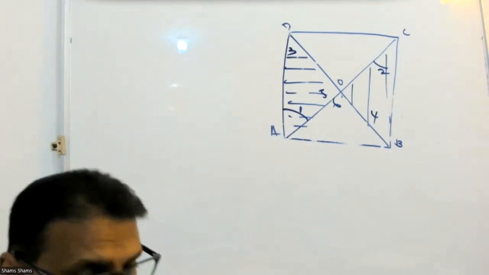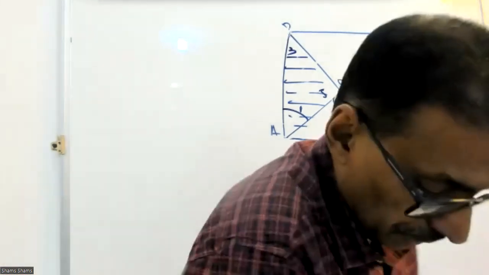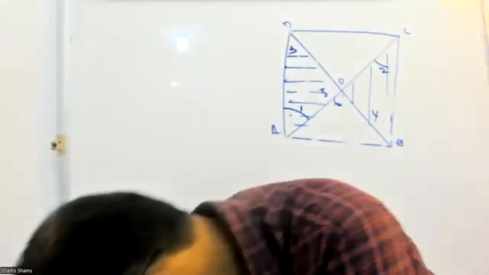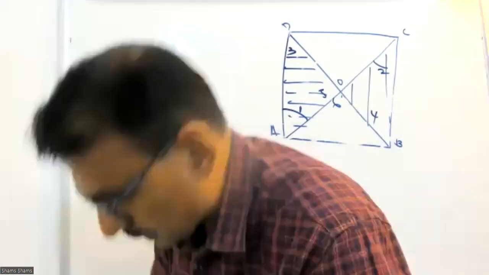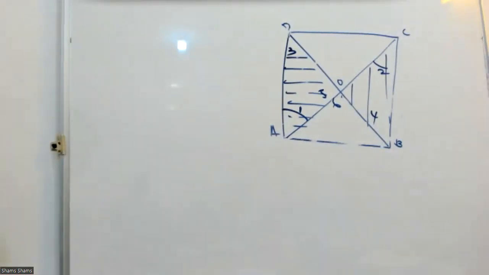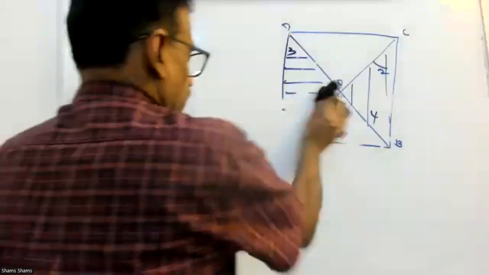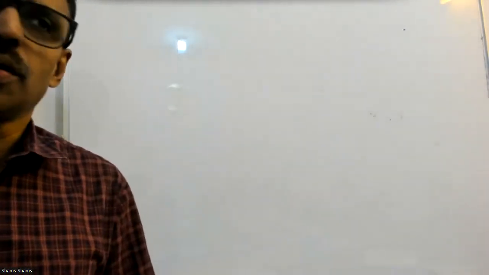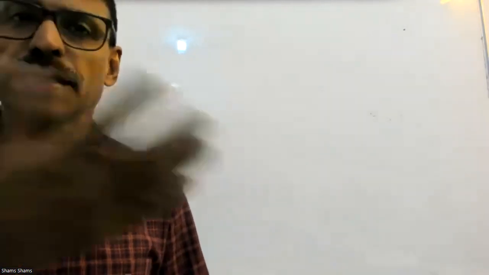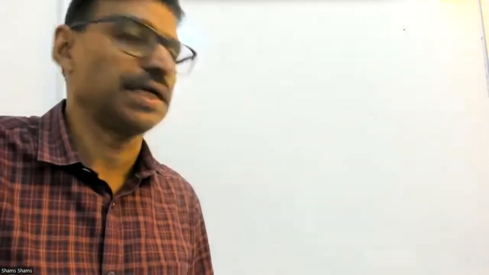Two, ABCD is a rhombus. Listen here. When does a parallelogram become a rhombus? All sides equal isn't needed. Adjacent sides equal is enough, then automatically all are equal. In a parallelogram, if adjacent sides are equal, it is a rhombus.